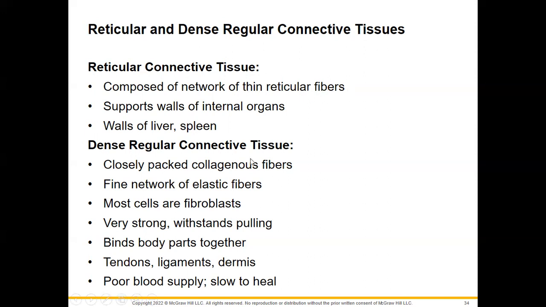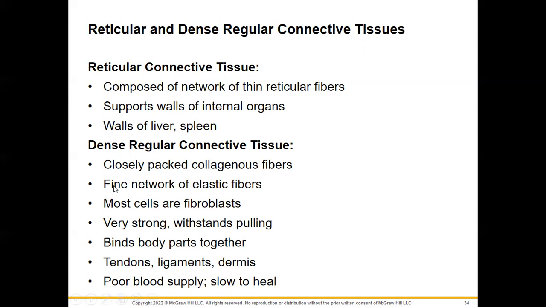Your dense regular connective tissue. Remember I said dense means that the cells are closely packed together. They are collagenous, with lots of collagen fibers in these dense regular connective tissues, and that is going to make it even stronger because remember, collagen is very strong, has a lot of tensile strength. Because these are closely packed, it's going to be even stronger, because the more collagen you have closely packed, the stronger that tissue is.